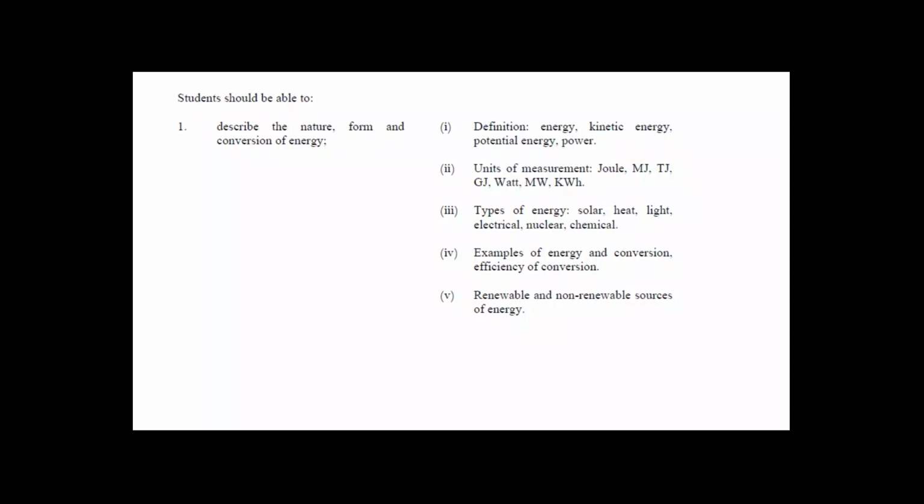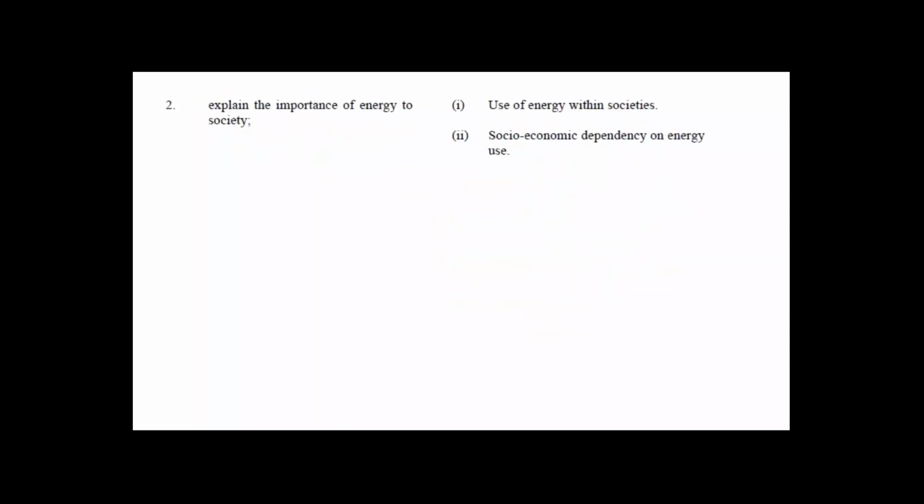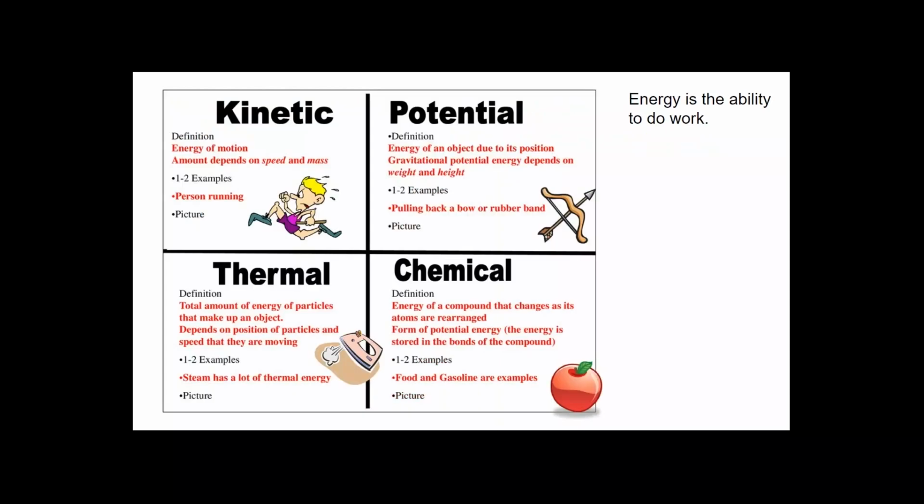And then types of energy: solar, heat, light, electrical, nuclear, chemical. And examples of energy conversion. And briefly talk about renewable and non-renewable resources. Explain the importance of energy to a society, what we use energy for. Okay, so energy then is the ability to do work.